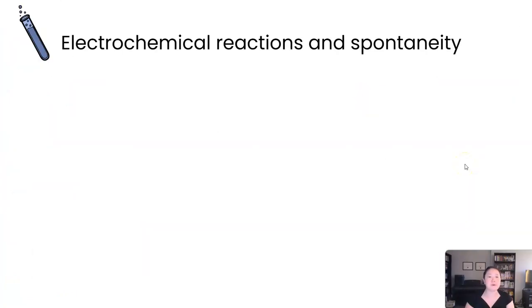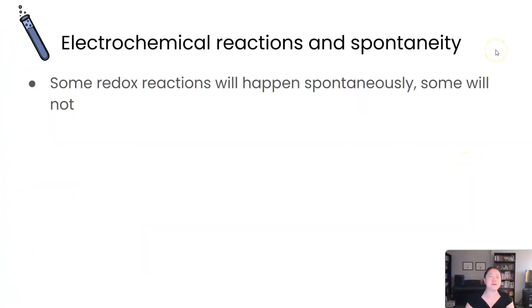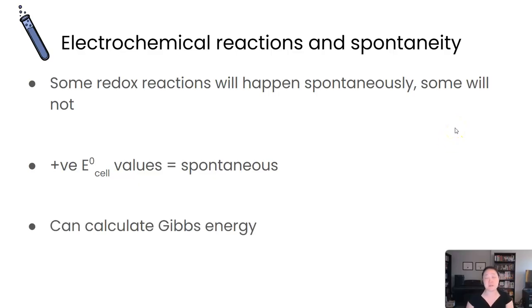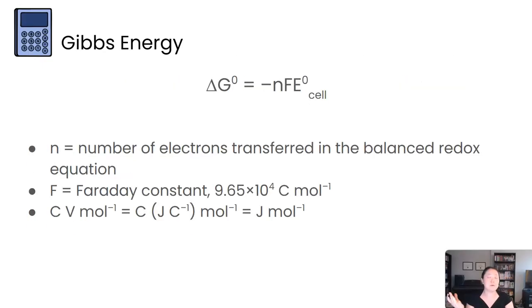So we've already talked about the fact that when you have a redox reaction, sometimes they'll happen spontaneously, sometimes they're not. You've already looked at whether a redox reaction will happen spontaneously by looking at the E0 of an overall cell value. And when you get a positive E0 value, you know that it's going to happen spontaneously. Well, you can also use these values to help you calculate the Gibbs energy, because sometimes knowing that Gibbs energy can be very useful. So the equation in question is this.